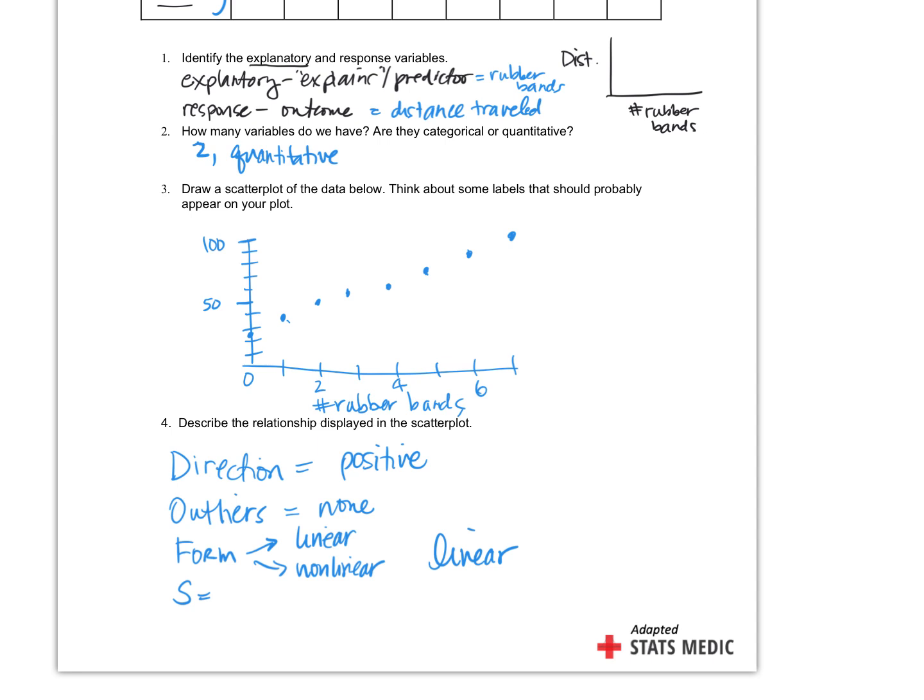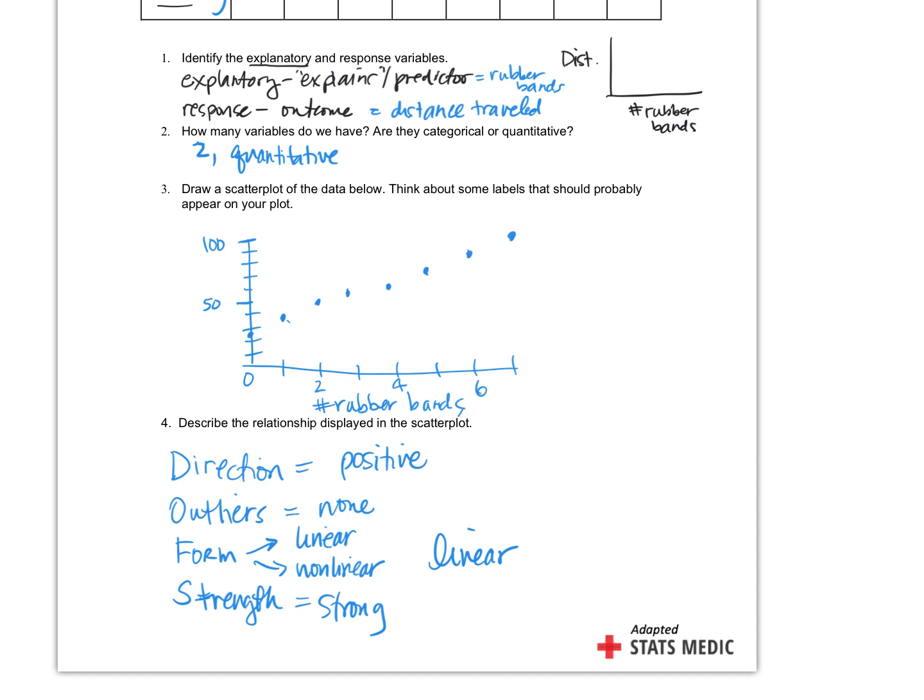And then S is for strength. And by strength, I'm saying how strongly does it reflect a line? Is it pretty apparent that it's a line, or is it kind of a stretch? Pretty apparent. So we would say it's very strong.